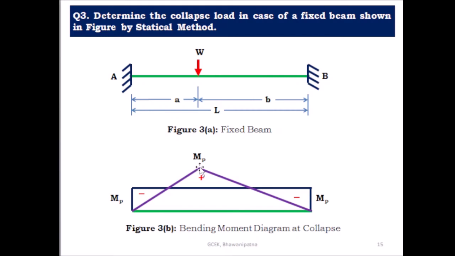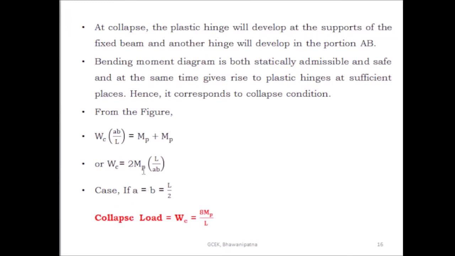W_c a b by L is equal to MP plus MP. This moment is MP and this moment is also MP, the positive moment MP and the negative moment MP. So the total moment here, MP plus MP, is equal to W_c a b by L. So W_c a b by L is equal to 2 MP. Then from this relation we can find the collapse load. So W_c is equal to 2 MP into L by a b. This is the collapse load of the fixed beam.